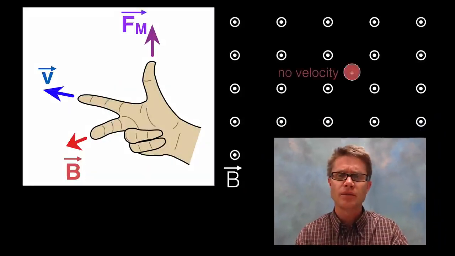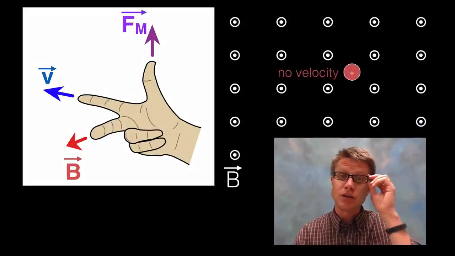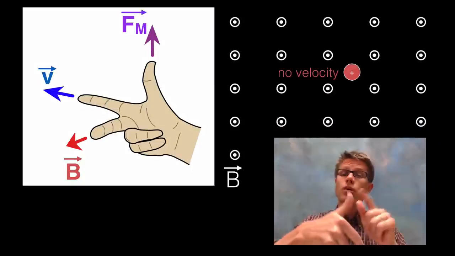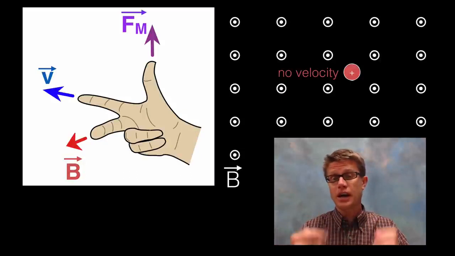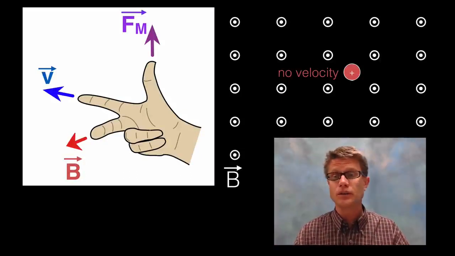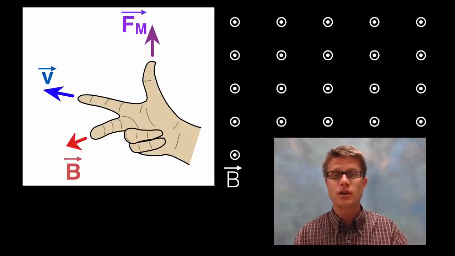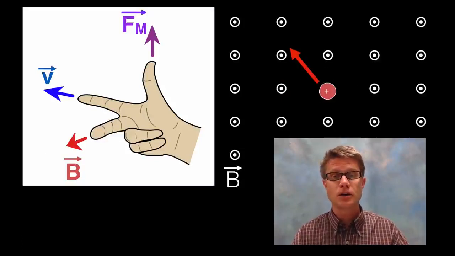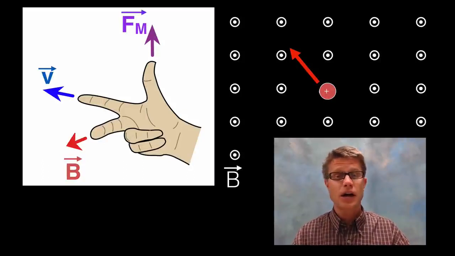So let's say we have a charged particle that has no velocity and it's in this magnetic field. How big is our force going to be? Well, we're not going to have a force. Again, if it's not moving, there's no force. And so let me give you a harder problem. Let's say we have a magnetic field like this, and we have a positive particle that's moving up and to the left. How do you figure out where that magnetic force is going to be?